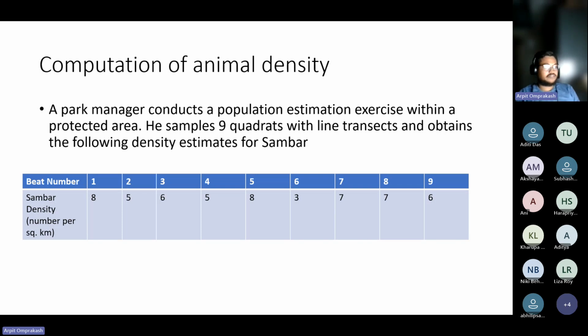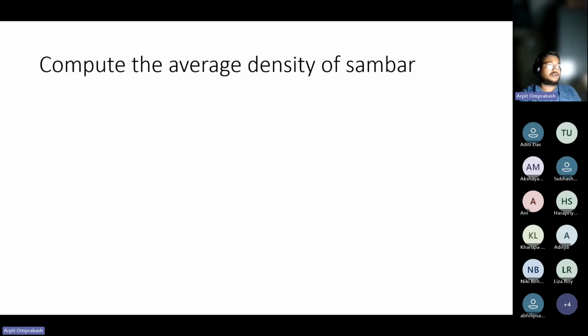So a beat is basically an area that is covered by a forest guard. A beat is an administrative unit of sampling, defined by the forest department, and that is something that people can also use. The forest department, I think, regularly uses it. So we have all these different beats, and we are seeing how many sambar are present per square kilometer in each of these beats. That is the data we have. Now we have to compute the average density of sambar in the whole region.